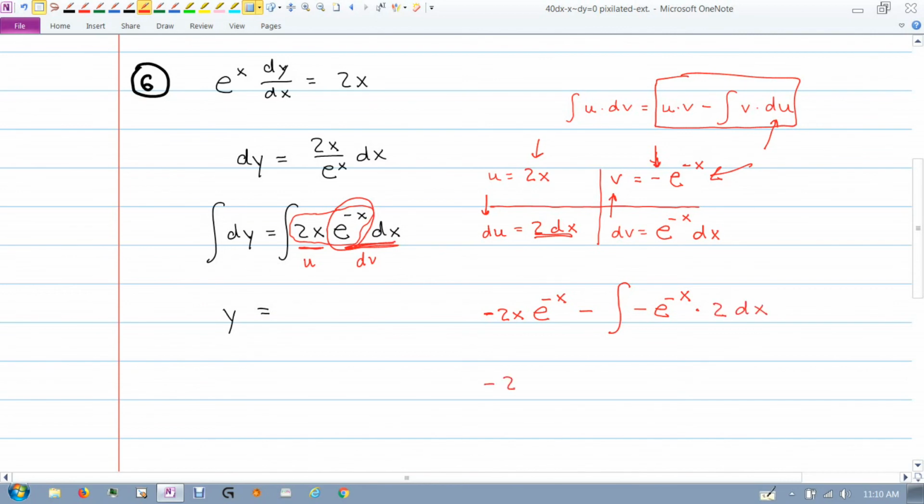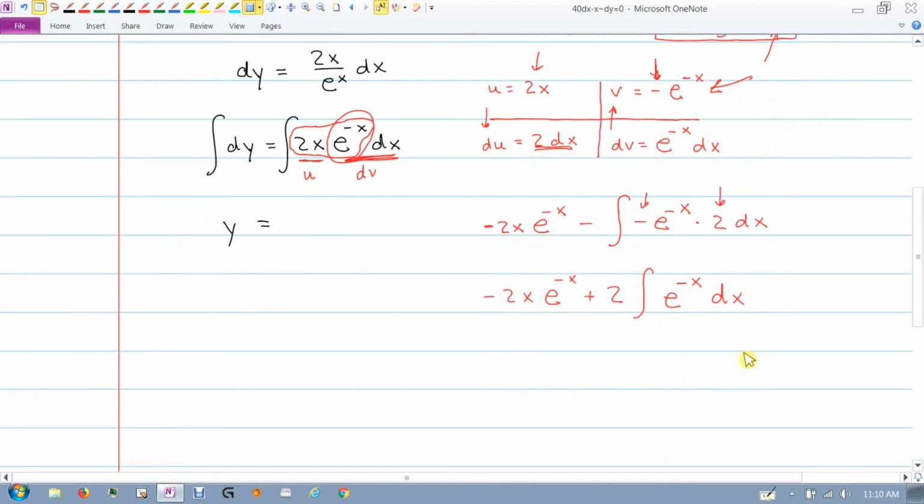So now I will take the 2 and the negative sign, bring it out, so it's going to turn into plus 2 integral of e to the negative x dx. And that integral I can handle. That's going to be pretty straightforward. So I'm going to have negative 2x e to the negative x, and then the antiderivative of this, we already did that, was negative e to the negative x. And then that's going to go ahead and join up with this 2. So we've got negative 2 e to the negative x, and then plus c.